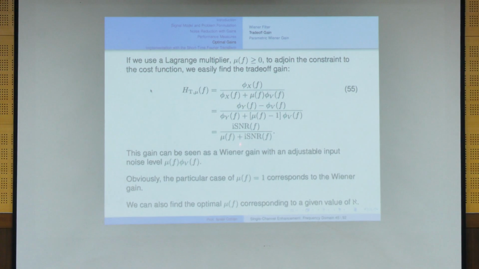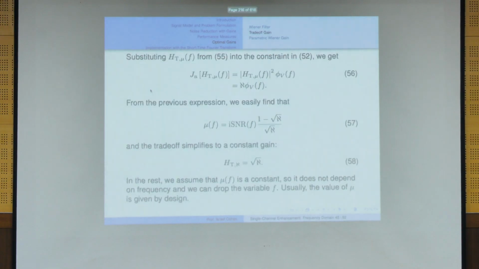So for each frequency, by controlling this parameter mu, we can control the trade-off between noise reduction and signal distortion. In some frequencies, if we want to reduce more noise, we can increase the signal distortion. If in some frequencies we want to reduce less noise, we can change mu for each frequency. And we can change, of course, mu such that the constraint will be satisfied.